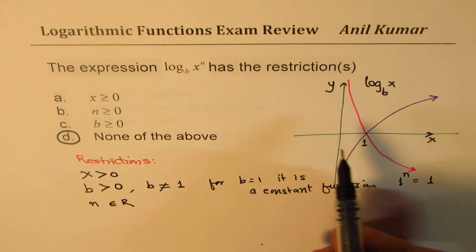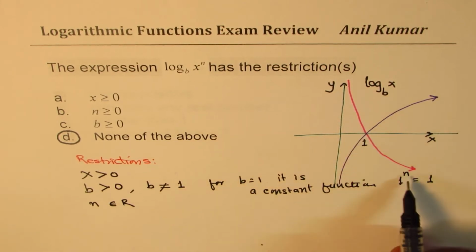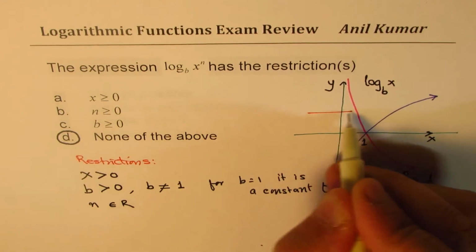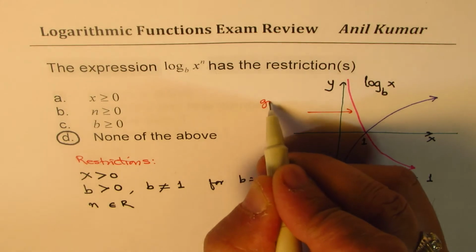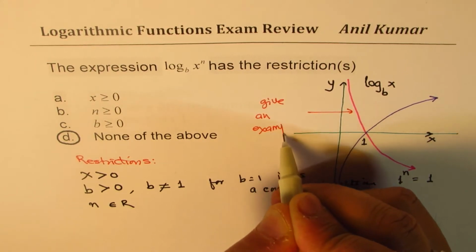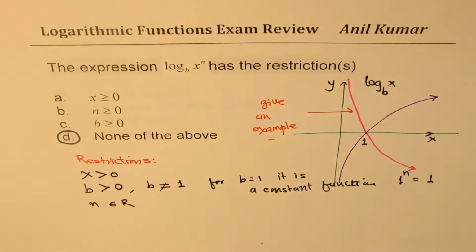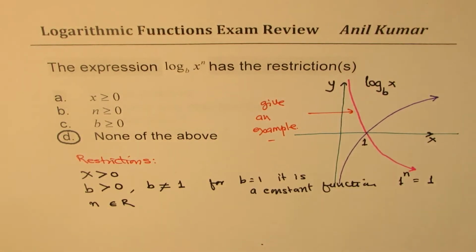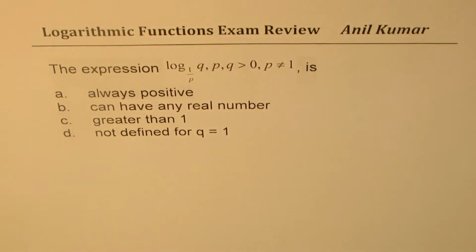Now can you tell me, when will the function have this graph always decreasing? Think about it. When will the function have the graph always decreasing? So give me an example where the logarithmic function is always decreasing. Now let's move on to the next question.